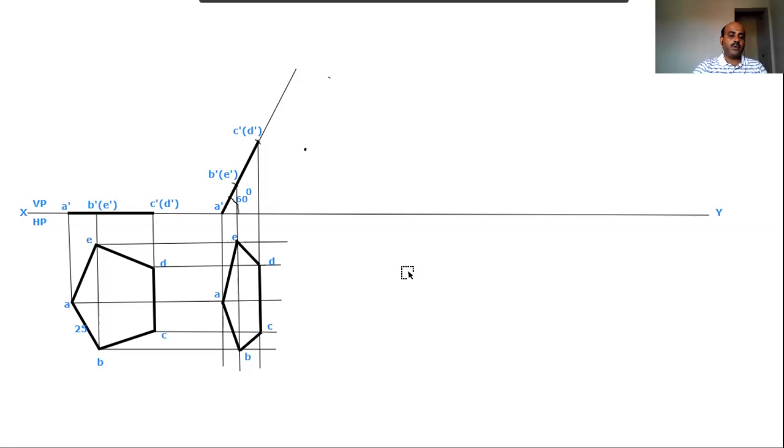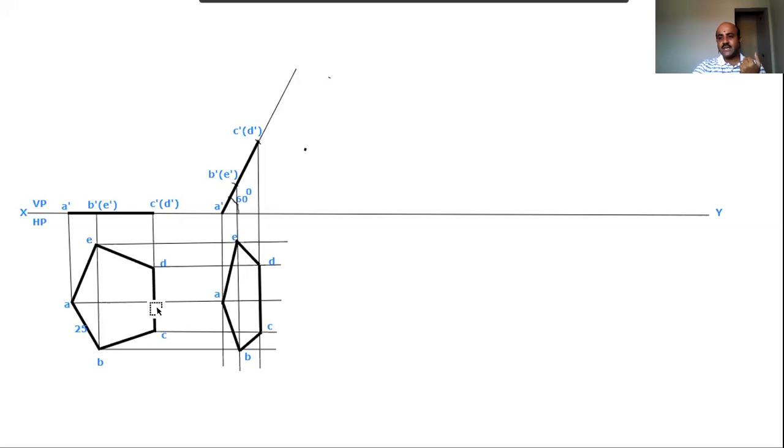Top view showing the pentagonal lamina is resting on HP on a corner and the surface of the lamina is inclined to HP at 60 degrees. Now what we have to satisfy is the third condition. The third condition is the side which is opposite to the corner on which it rests. So here the resting corner is A and the side opposite to the corner on which it rests is CD, and this CD should touch VP.